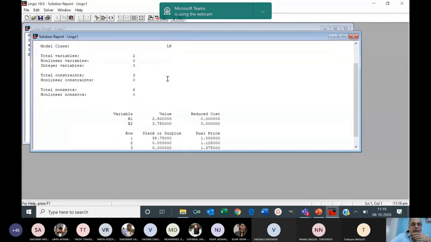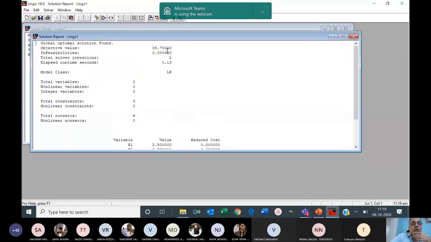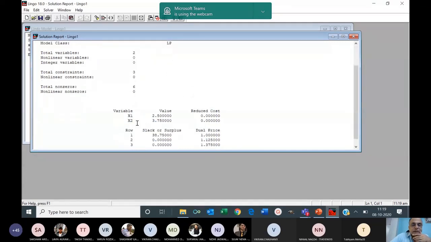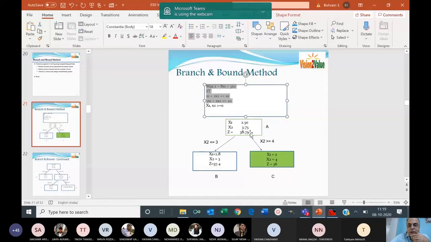Look at the values. Z has got 38.75. X1 is 2.5 and X2 is 3.75. So let's note this: 3.75, 2.5 and 38.75. This is nothing but the solution of this LP problem, which you can get using any method, Lingo, Excel, or whichever method you like to follow, simplex.